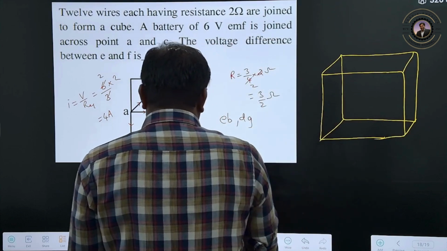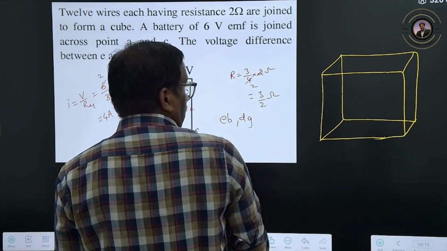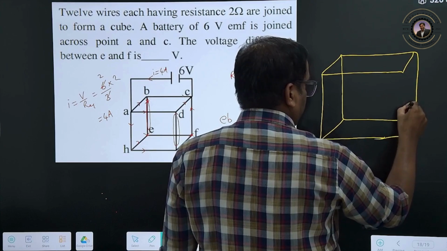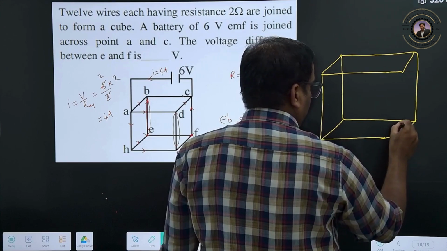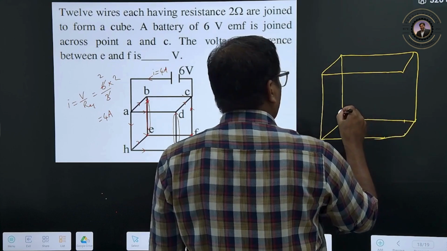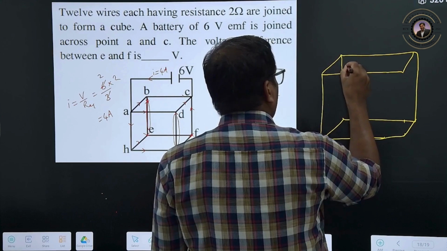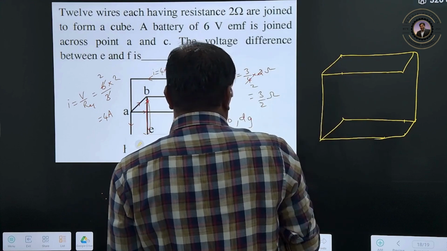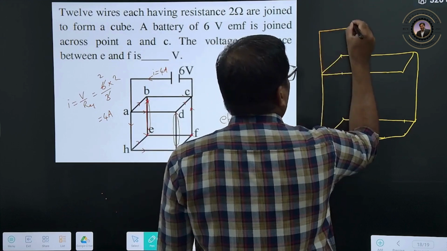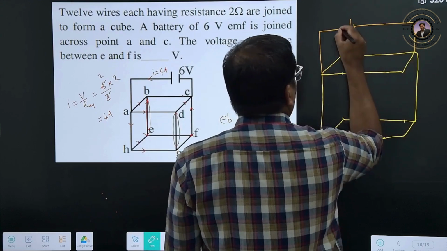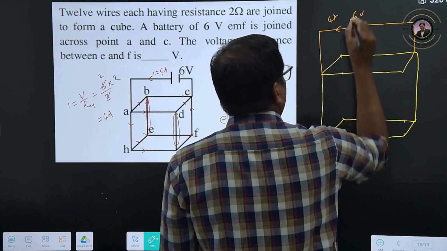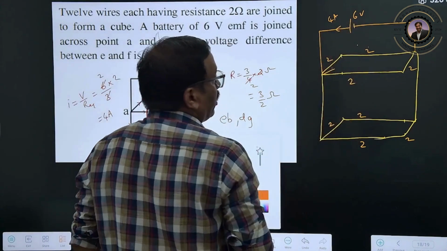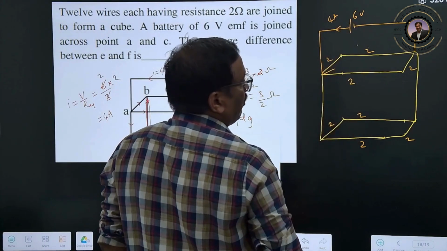So in this one, which resistances are ineffective? This resistance is ineffective. Here 4 ampere current is coming, 6 volts. Friends, we know that a 4 ampere current flows, but how is this 4 ampere going to be divided?